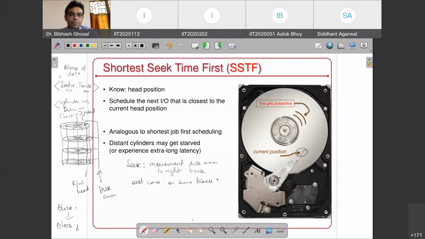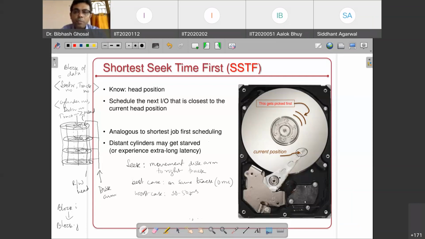What is the worst case? Worst case is you have to move from the outermost track to the innermost track, or from the innermost track to the outermost track. Translational motion, absolutely, you are completely covering the diameter of that particular disk. If that is the movement, you have the worst case. In this case, it is about say 30 to 50 milliseconds. Look at the span between the best case and the worst case seek time.